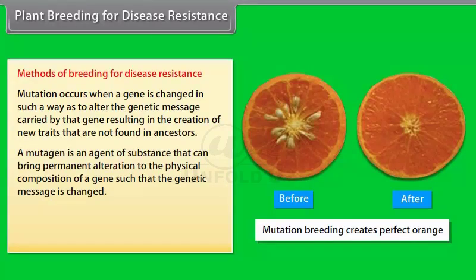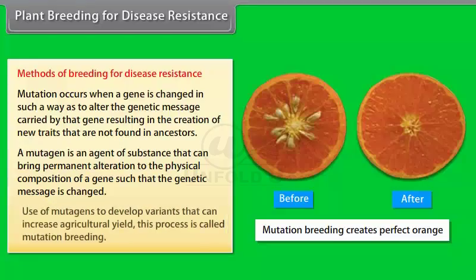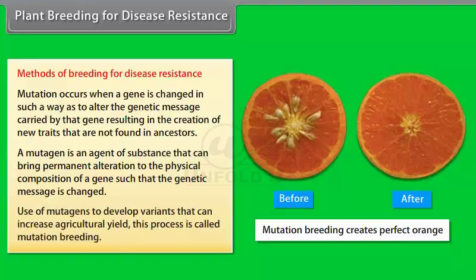A mutagen is an agent or substance that can bring permanent alteration to the physical composition of a gene, such that the genetic message is changed. Use of mutagens to develop variants that can increase agricultural yield. This process is called mutation breeding.